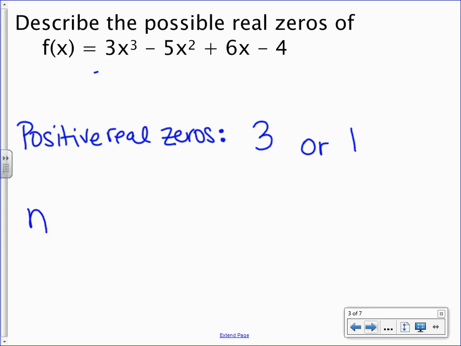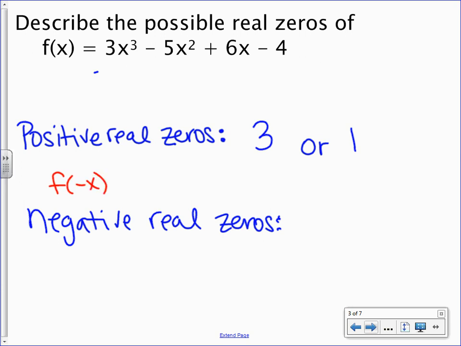Now we need to look at negative real zeros. All right, so we need to look at f of negative x. Remember, that means we're just plugging negative x into our function.